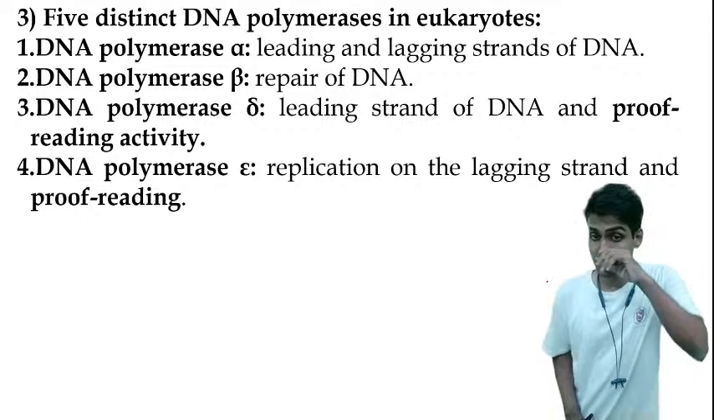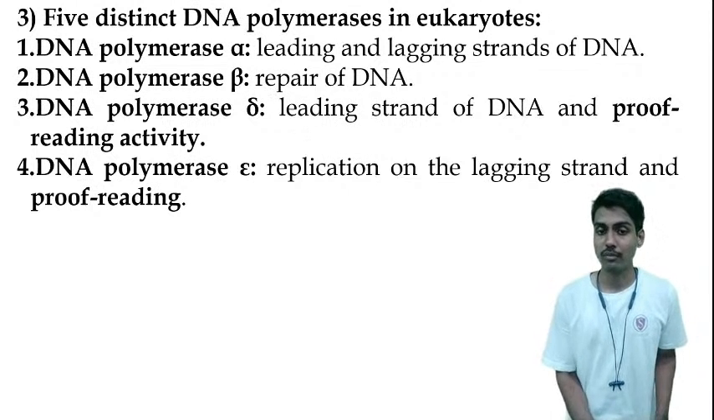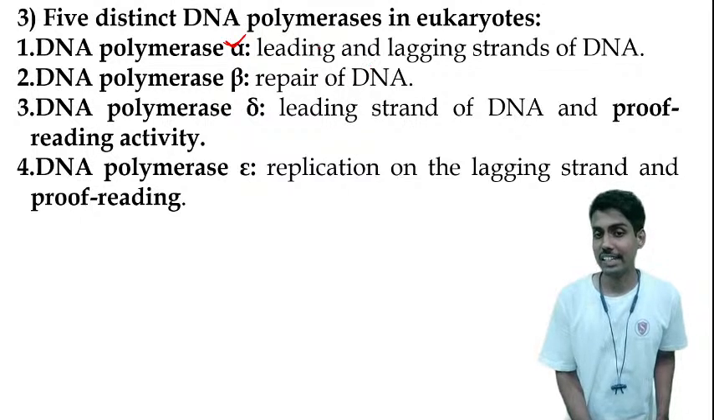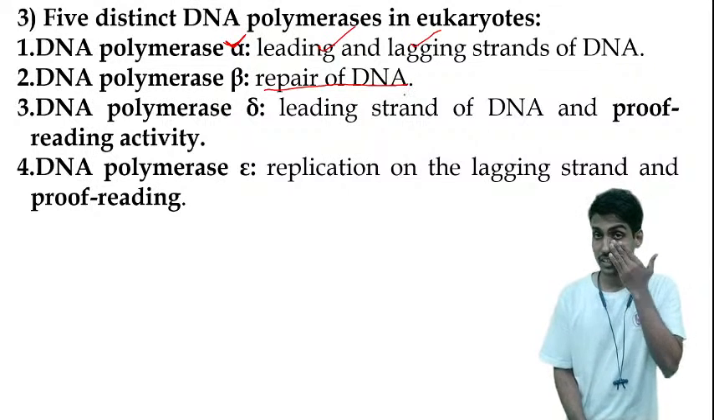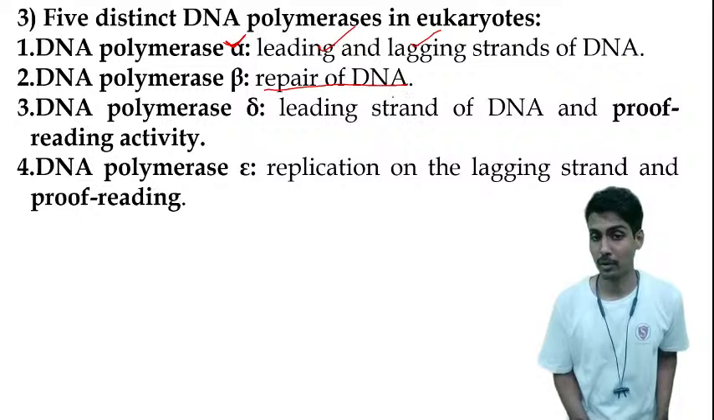Now there are different types of polymerases involved in eukaryotes. They are like DNA polymerase alpha. What is the function of this DNA polymerase alpha? It can work on both the leading strand and the lagging strand. Then there is DNA polymerase beta, which can repair the DNA. If there are some misadditions on this DNA, that repair can occur with the help of DNA polymerase beta.